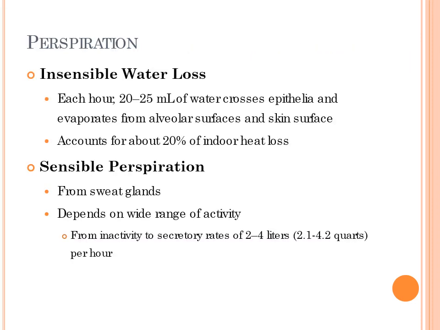This slide should be a flashback to A&P1 where we are reviewing. We talked about the integument and insensible and sensible perspiration. Insensible perspiration, we lose about 20 to 25 milliliters of water every hour, and that is just water that is coming out through the epithelia and evaporating off of our skin surfaces, as well as at our alveolar surfaces where we are exchanging gases within the lungs. Insensible water loss accounts for about 20% of indoor heat loss.